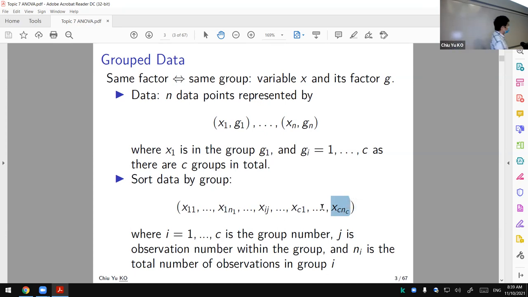So in general, each observation is denoted by XIJ. So this is what the data looks like. This is the symbol we are using, the book uses this symbol. But it is easier to think of the ideas from this data.